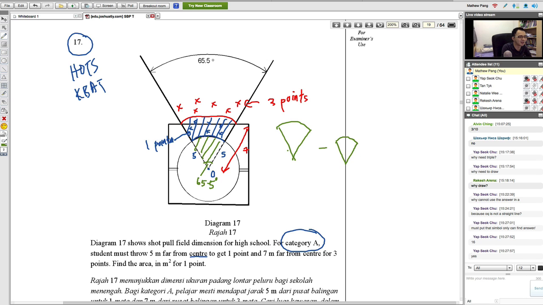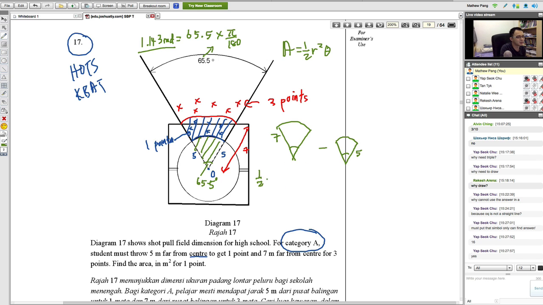Both of them will have the same angle, but different length. This is 5, this is 7. And because this is a sector, I know my area equals half r squared theta. I cannot leave my angle in the form of degree, so I will need to change it into radian. To change into radian, I will need to multiply pi over 180. So I will do first step first, which is change into radian. 65.5 multiply pi over 180. So therefore I will get a value which is 1.143 radian.